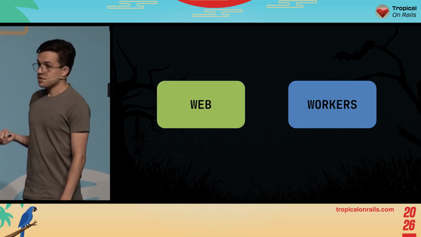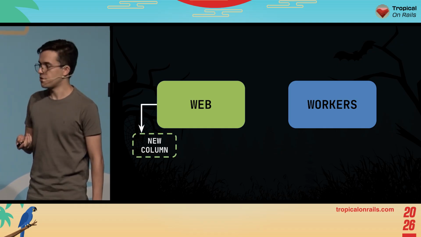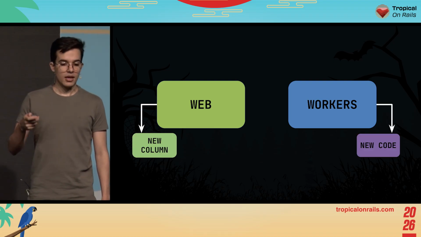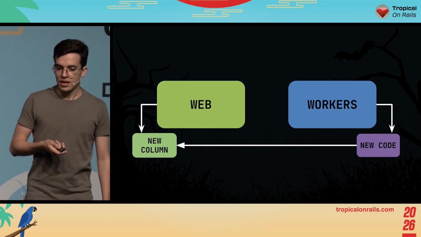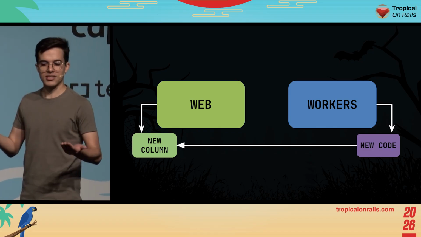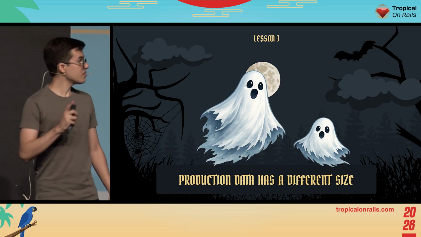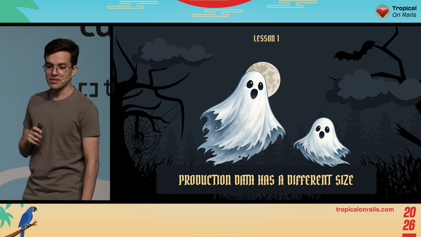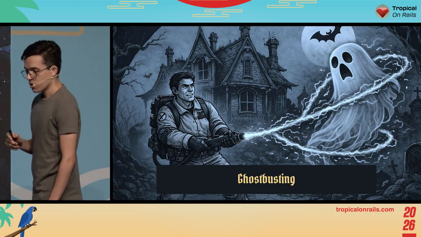So again, deploy in different parts. First, add a new column with the first deploy, then write a data migration and backfill that column. And only then you deploy the new code that uses that column. And now when it tries to access it, everything works, everyone is happy, and developers live happily ever after. So the first lesson here is, production data often has a different size than you might expect. Take that into consideration. Next story.